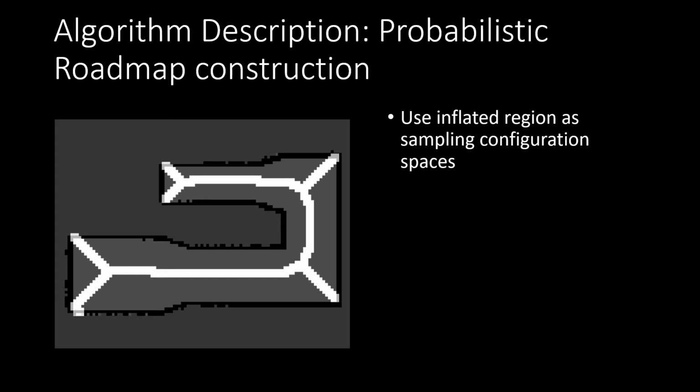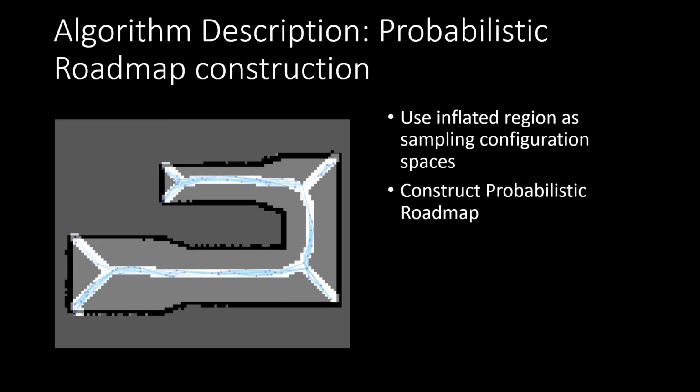After the inflation has been done, the inflation region will be used as a sampling configuration space. As you can see on the left side, this is an example of the overlay of the configuration space. From the overlay of the configuration space, we will use only the inflated region to construct a probabilistic roadmap. This probabilistic roadmap will be only generated inside the medial axis region.